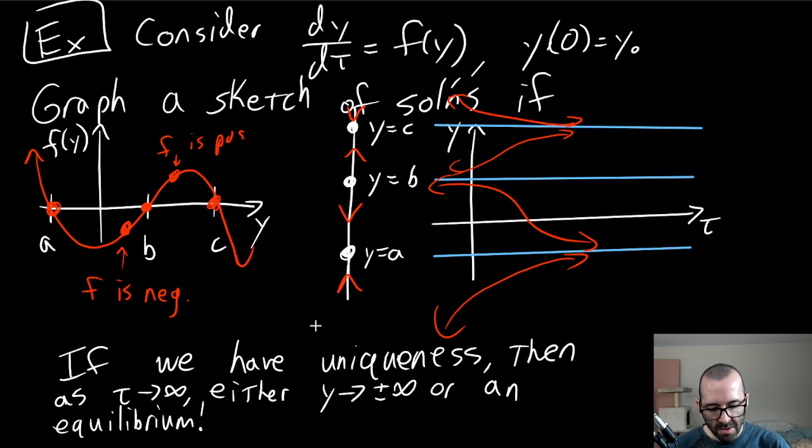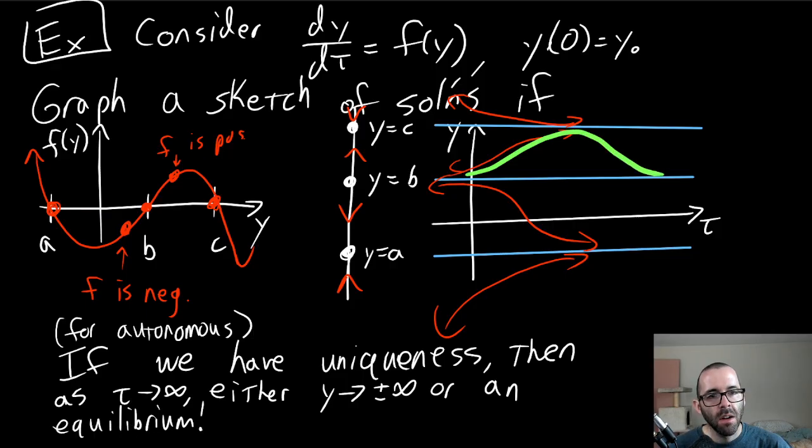This is for autonomous ODEs, because autonomous ODEs only depend on y. They don't depend on t. So we can never go back to where we were before, right? Why can't we go back to where we were before? Why can't we have something that looks like this green thing over time? Well, that violates uniqueness, right?